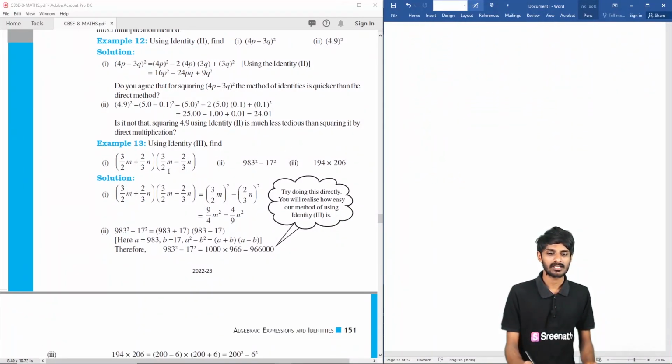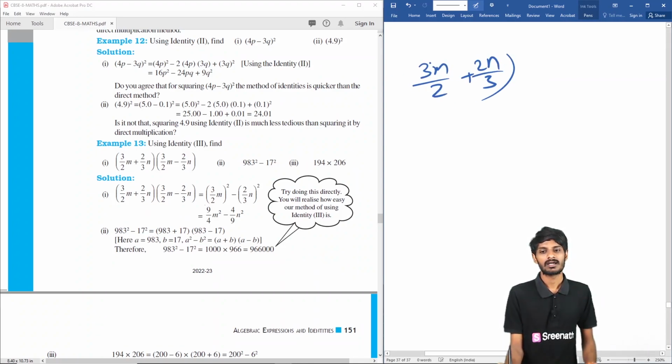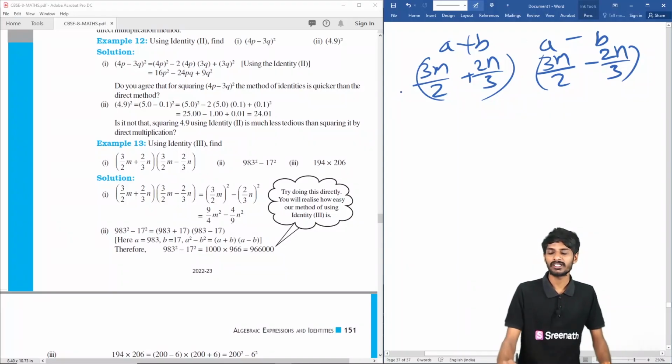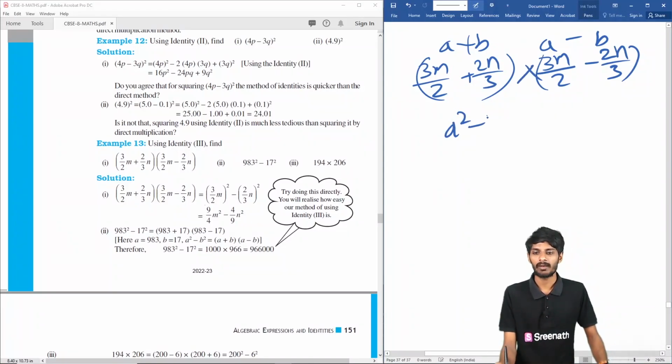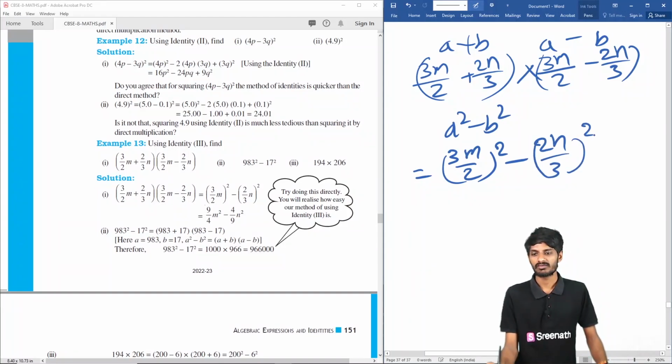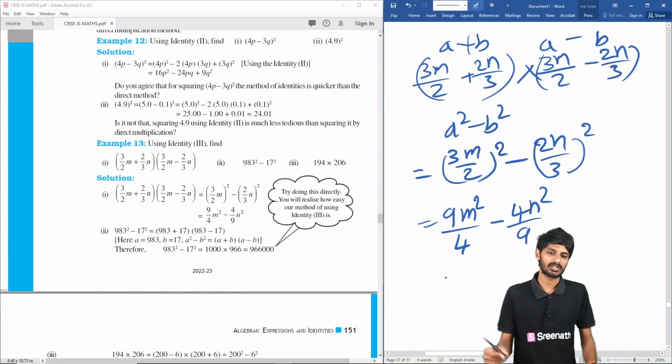And here there is (3m by 2 plus 2n by 3) multiplied with (3m by 2 minus 2n by 3). If you see here, it is a and it is b, it is a and it is b, here plus, there minus. So we know the third identity, (a plus b) into (a minus b) is a square minus b square. So a is (3m by 2) whole square minus b is (2n by 3) whole square. So the value is 3 square is 9, m square, over 2 square is 4, minus 2 square is 4, n square by 9. So that is the answer, students. If you want to simplify further, we can do that also.